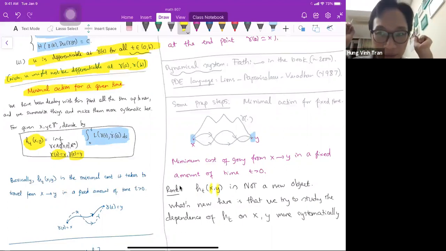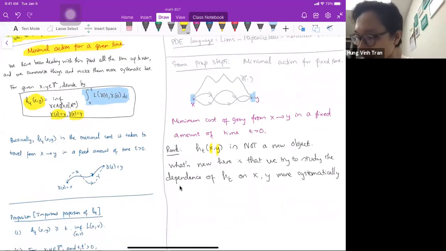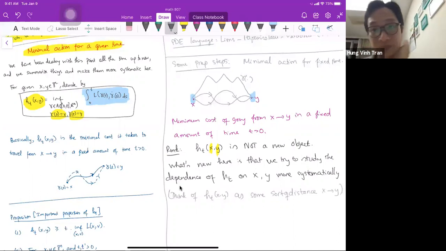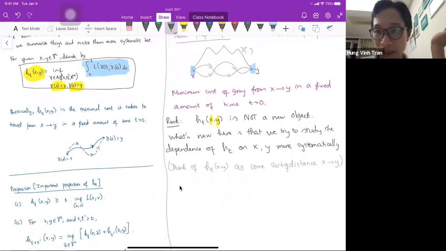Earlier we were just saying, okay, fix the two endpoints. I'm looking at exactly this minimizing problem. And also in calculus of variations, most of the time you are given fixed boundary data, and you try to minimize your functions with respect to that admissible class. But now we vary the data. Roughly speaking, you can think of h_t(x,y) as some sort of, again, this is not really a metric, but some sort of distance from x to y. Under additional assumptions you might have a metric, but in general it's not. For example, it's not equal to 0 if and only if x equals y, and it's not symmetric, but we'll see about that.